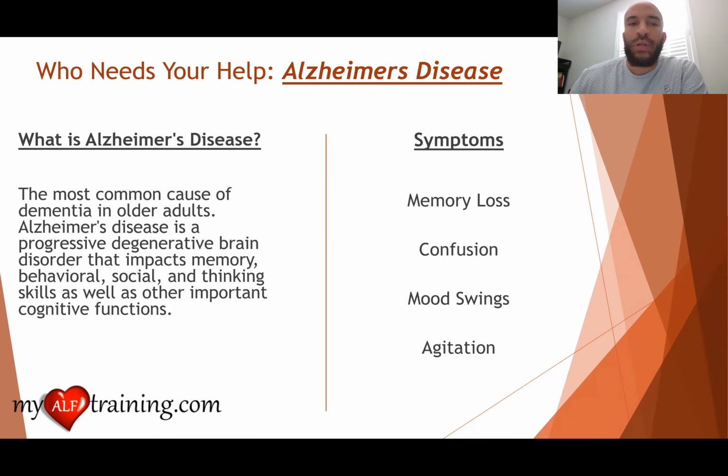The most common cause of dementia in older adults is Alzheimer's disease, which is a progressive degenerative brain disorder. So it's just kind of a natural degenerative brain disorder that a patient may have been predisposed to for whatever reason. And it has effects on their behavior, their social skills, their ability to think. And this can present in a myriad of ways. It can present as memory loss, it can present as confusion, mood swings, they can have episodes of agitation.